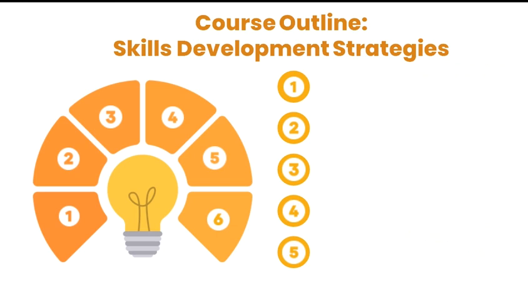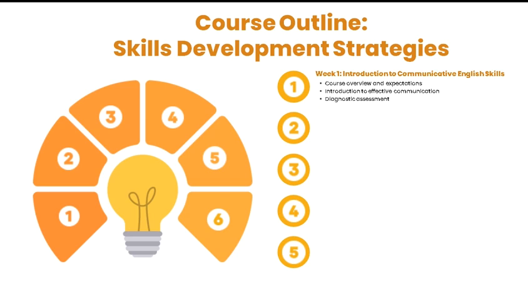So what are the course outlines which we are going to cover throughout the 10 weeks? So we have provided all the course outlines. The course content is in 10 weeks, which means 10 sections and 10 lessons. In the first week, we will be giving you an introduction to Communicative English Skills, which is exactly this video, which covers course overview and expectations, introduction to effective communication, and a diagnostic assessment that will assess your capacity, and it will help you to know where exactly you are right now.